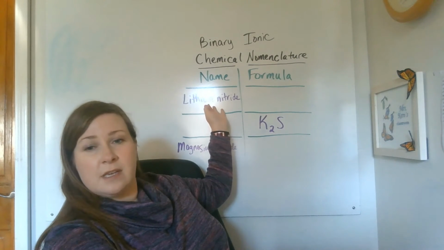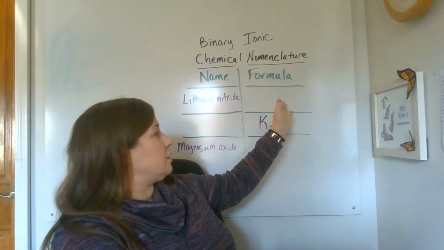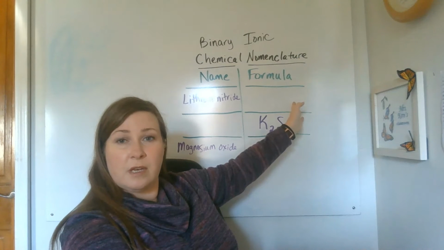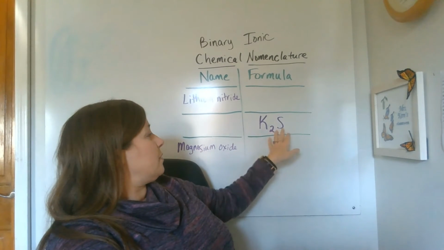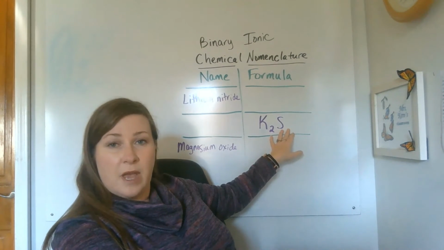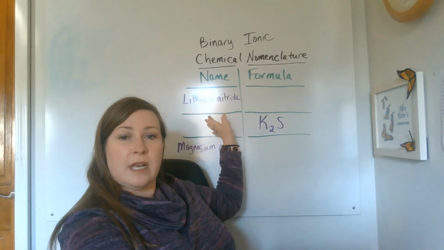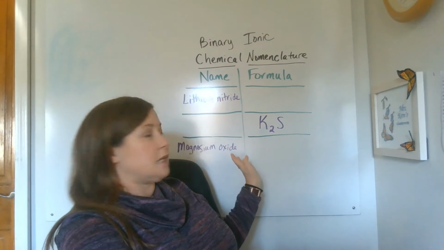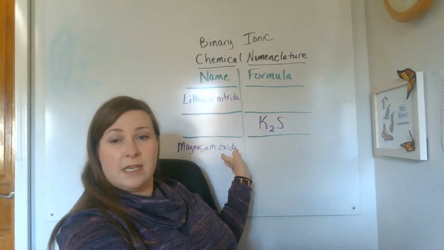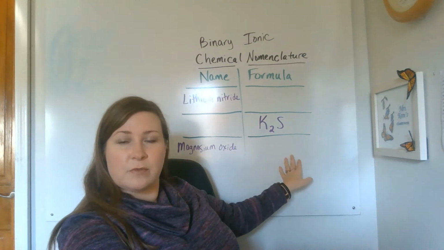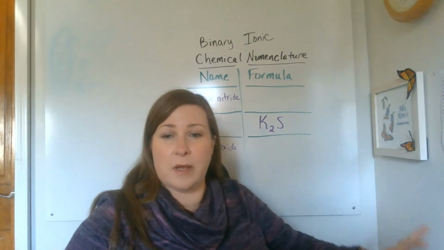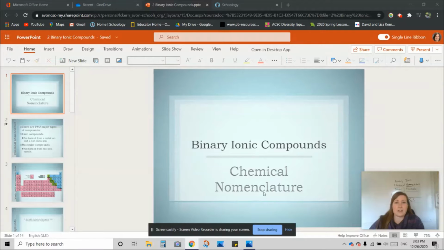So here we have lithium nitride as the name, and you should be able to write the formula to go with that. Here we have the formula K2S, and you should be able to write the name for that compound. And here we have the name magnesium oxide, and you should be able to figure out the formula for that as well. So again, we're doing binary ionic compounds only in chemical nomenclature here.